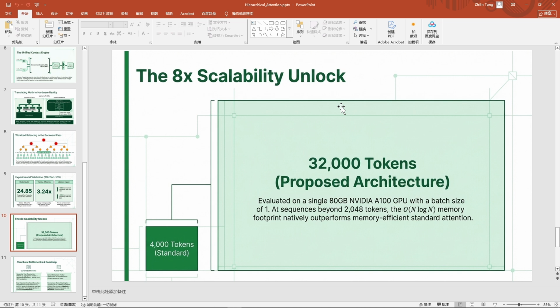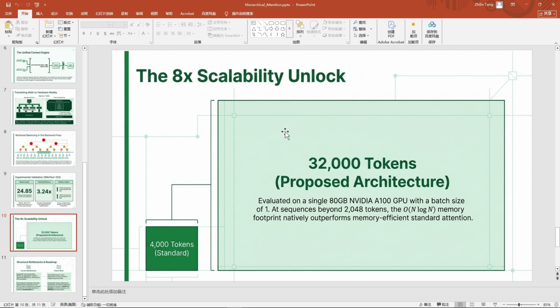And let's look at the scalability unlock. Efficiency we can show here is achieved by the hierarchical attention. In terms of efficiency, the results were great. Our optimized Triton implementation achieves an average of 3.24 times training speedup compared to the PyTorch implementation. More importantly, by reducing memory complexity from big O n squared to approximately big O n log n, the model can process much longer sequences.